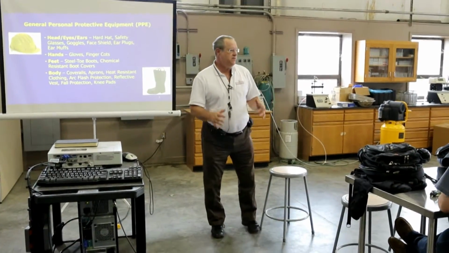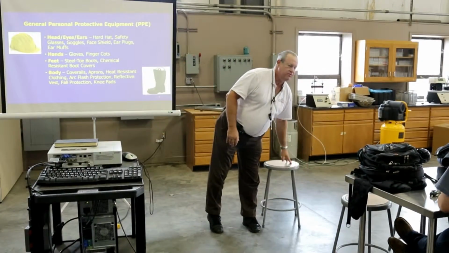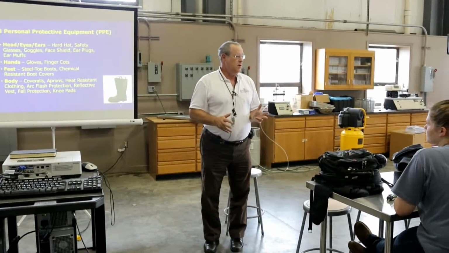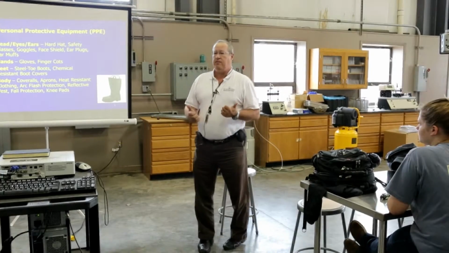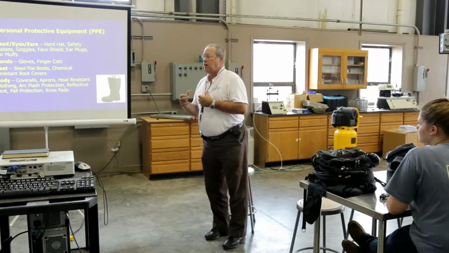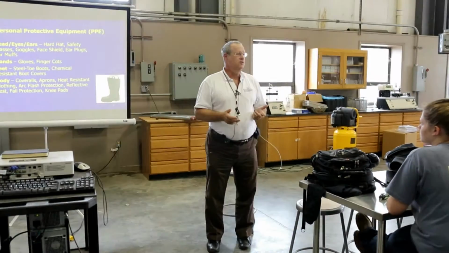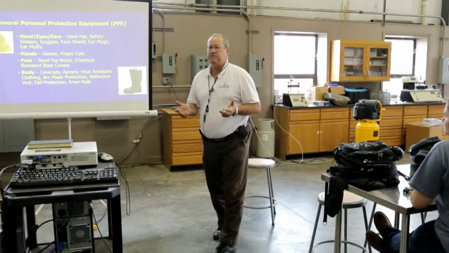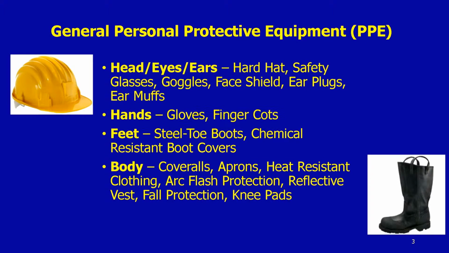Basically, safety things are divided up into personal protective equipment and general protective equipment. Personal protective equipment is anything you put on or give to your potential employees to protect them on the job. Make sense? Called personal.